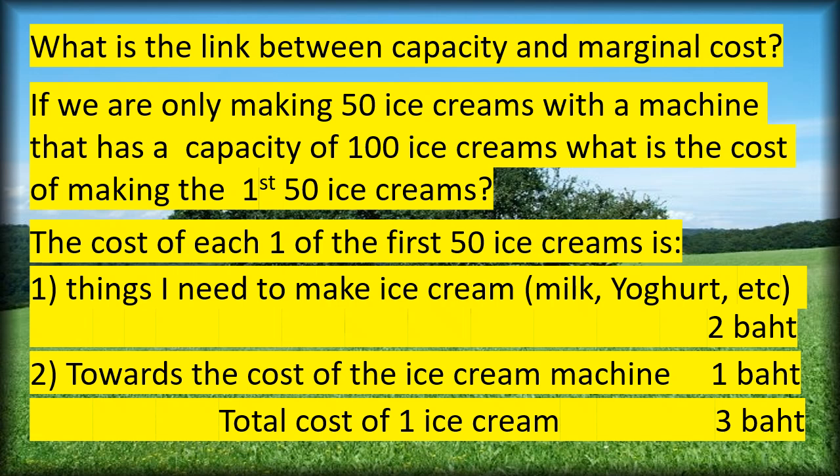So what is the link between capacity and marginal cost? If we are only making 50 ice creams with a machine that has a capacity of 100 ice creams, what is the cost of making the first 50 ice creams? So it's firstly the things I need to make the ice cream, things like milk and yogurt, and we're saying that will cost 2 baht. And then I have to make a contribution towards the cost of the ice cream machine. So we're saying that is 1 baht. So the total cost of one ice cream made by the machine is 3 baht.